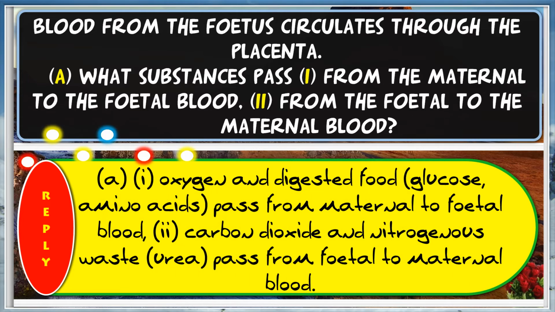Part A, Roman number 1, from the maternal to the fetal blood. Oxygen and digested food, that is glucose and amino acid, pass from the maternal to fetal blood. Roman number 2, from the fetal to the maternal blood. Carbon dioxide and nitrogenous waste, especially urea, pass from the fetal to maternal blood.